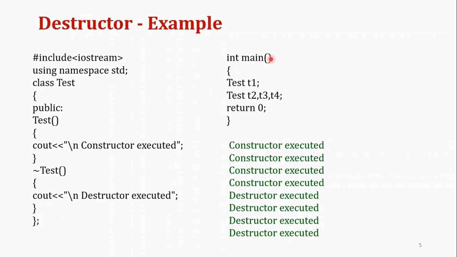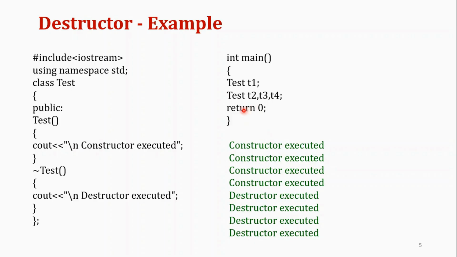Coming to the main function, we create the object T1. Whenever the object is created, the constructor will be called. So that is the first one. In the second line, I'm creating T2, T3, T4, three more objects. So three more times the default constructor will be called. So four times in total the default constructor is going to be called.